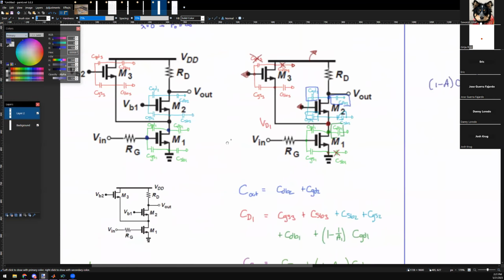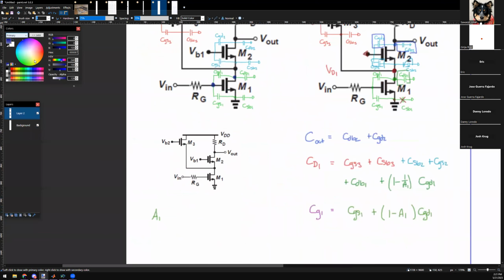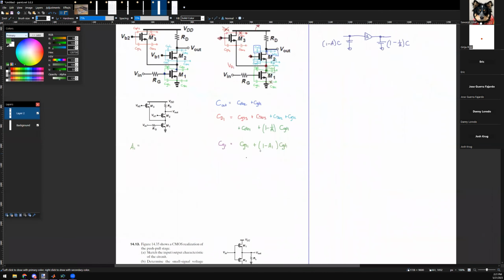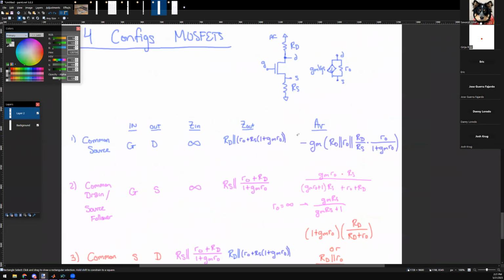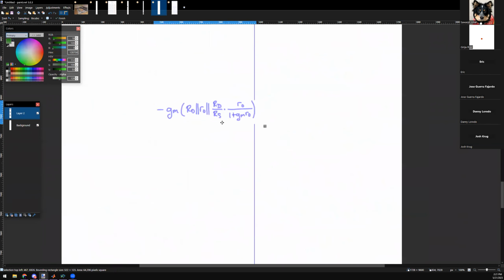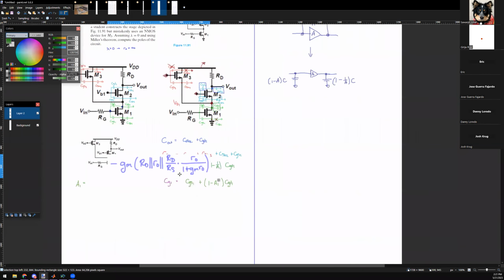Okay. So if we go this way, A1 is just a common source amplifier of M1. So I go down to my handy dandy cheat sheet, which I hope has been helpful. It is the cheat code to this whole class.